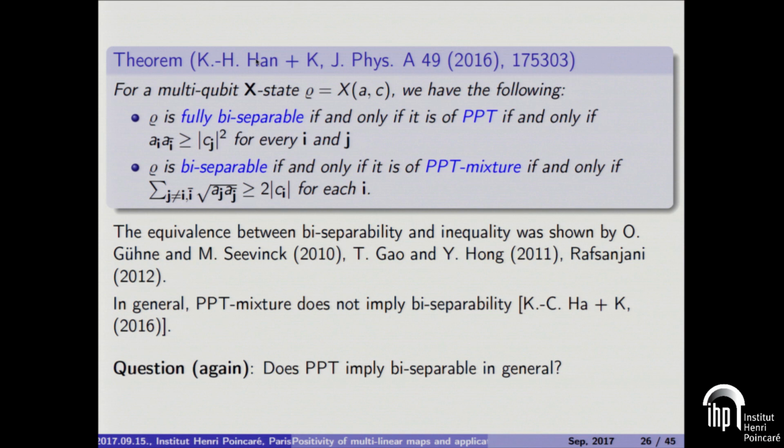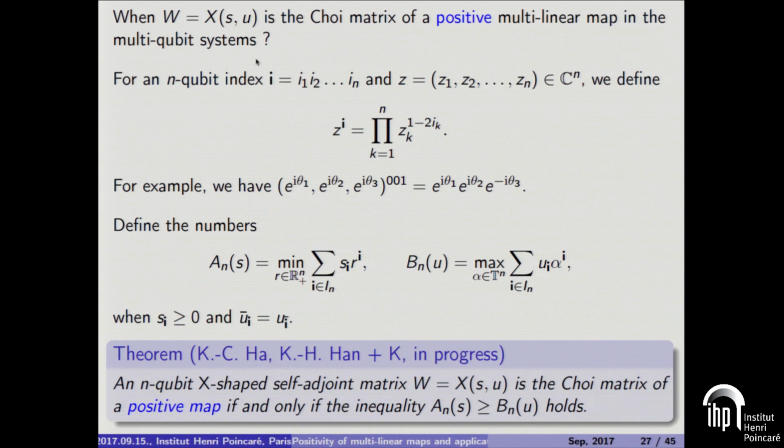Again, we may ask whether the PPT implies the biseparable. In general it does not, but in the case of the X state, these two notions coincide. In general, the PPT mixture does not imply the biseparability. Okay, the natural next question is: what about just separability and the dual notion of just positivity for the multilinear maps? To explain that, we would like to introduce some notations.